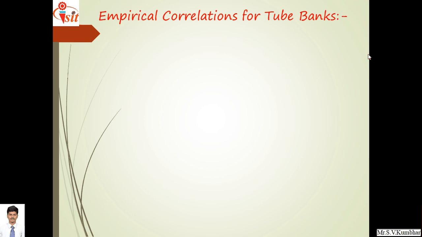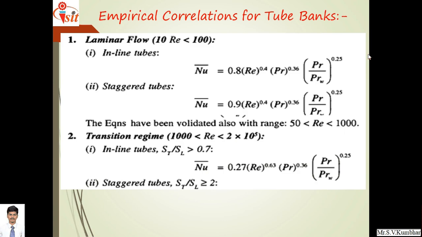Empirical correlations for tube bank. First we will see for laminar flow. For tube bank, when Reynolds number is greater than 100, for inline tube Nusselt number is equal to 0.8, Reynolds number raised to 0.4, Prandtl number raised to 0.36, Pr upon Pr_w raised to 0.25, and for staggered tube Nusselt number is equal to 0.9, Reynolds number raised to 0.4, Prandtl number raised to 0.36, Pr upon Pr_w raised to 0.25. These equations have been validated with a range of 50 to 1000 Reynolds number.